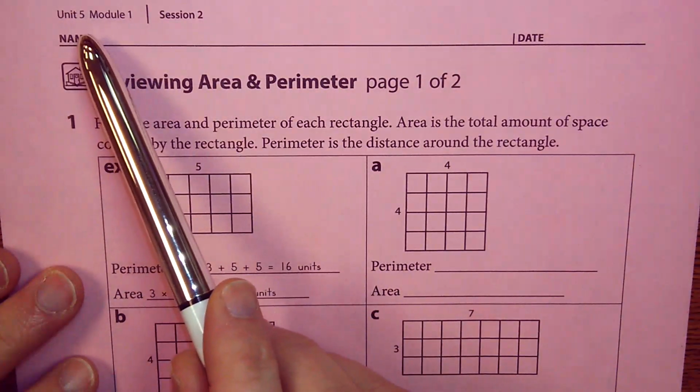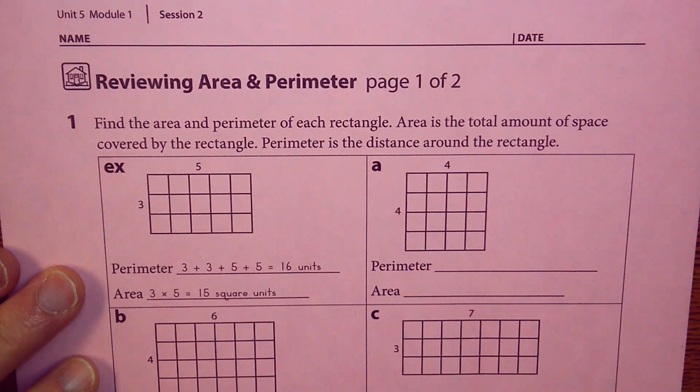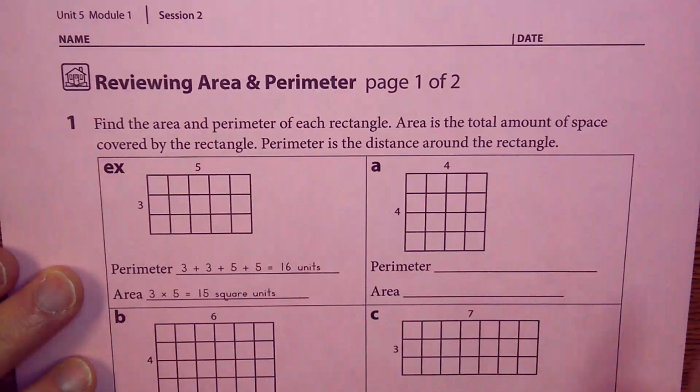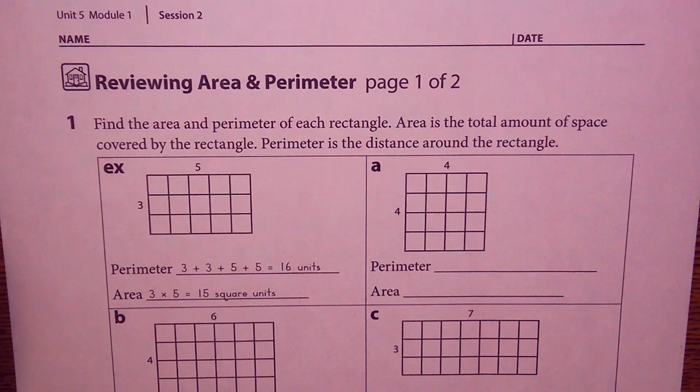Hello, this is Unit 5 Module 1 Session 2. The name of this home connection is Reviewing Area and Perimeter. Please put your name and number on this paper. It's a two-pager. Let's dig in.